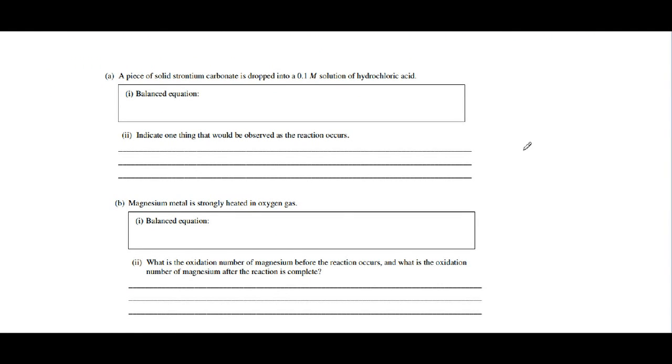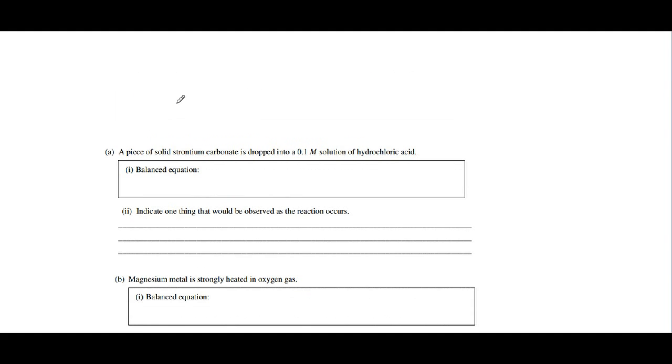Okay, so now let's get to the problems. A piece of solid strontium carbonate is dipped into a 0.1 molar solution of hydrochloric acid. Okay, so strontium carbonate. The strontium ion is 2 plus, right? So we have strontium and carbonate, a 1-to-1 ratio because the strontium ion is 2 plus and the carbonate ion is 2 minus. And then we have a solution of hydrochloric acid, so we have H plus ions and Cl minus ions.